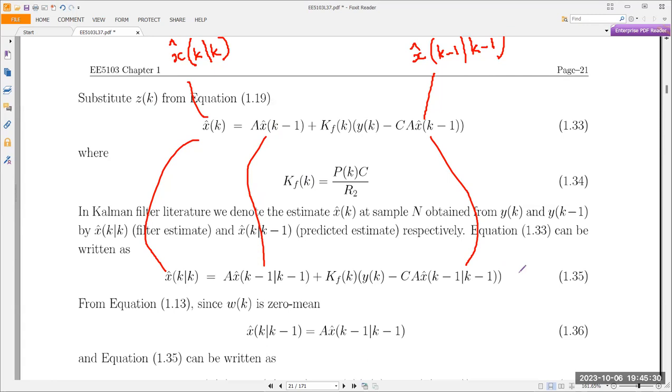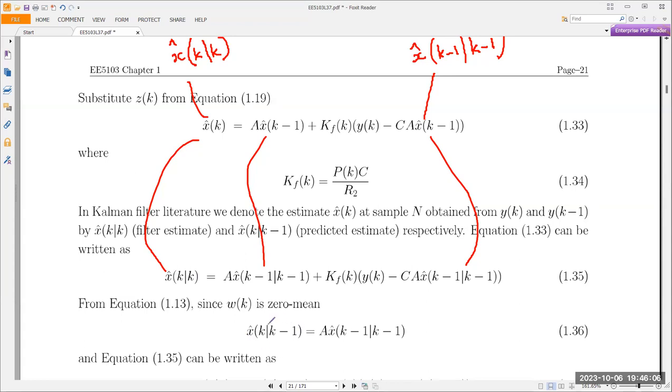Why do we need to write that? Because we can calculate xk from y measurement at k minus 1. Now, I say again, this is x hat calculated from yk. I can actually get x hat calculated from or estimated from yk minus 1, which is this one.